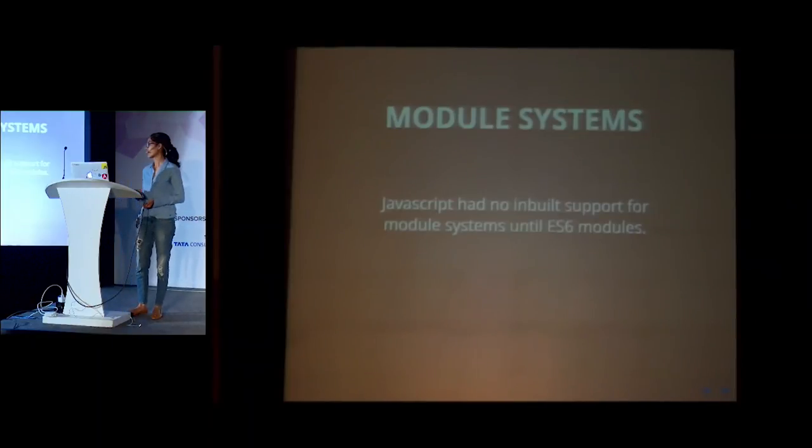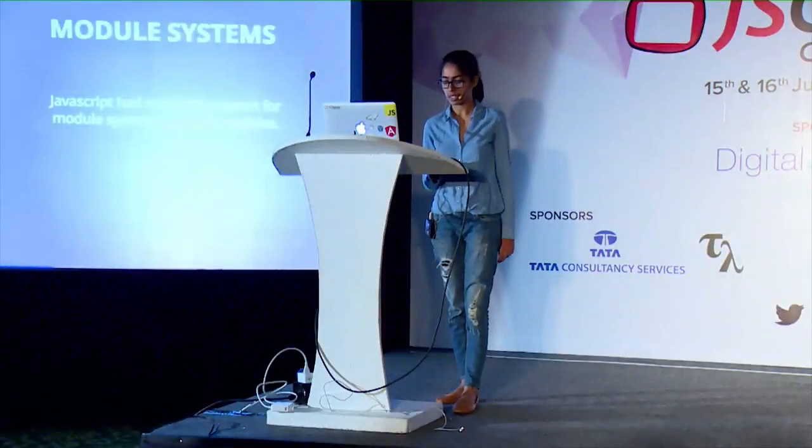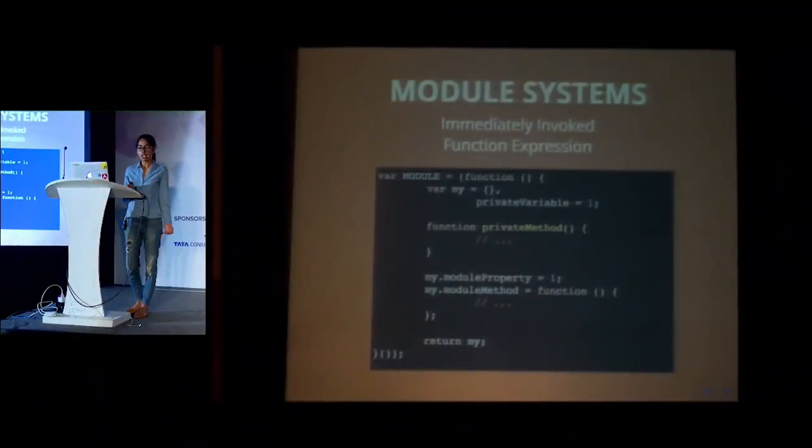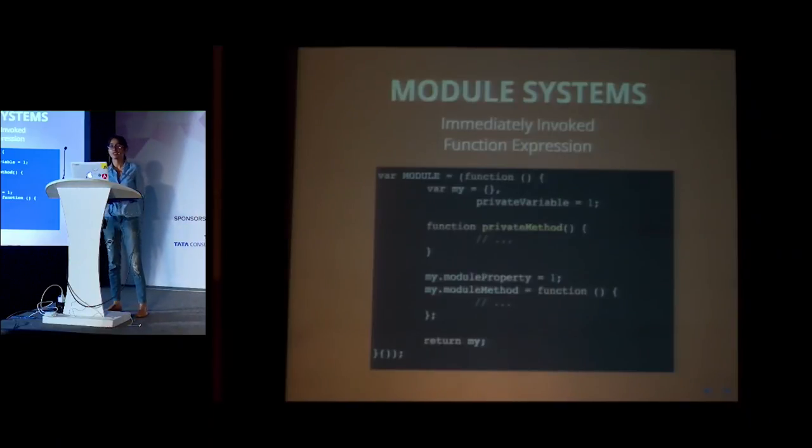Client-side JavaScript had no inbuilt support for modules until recently, and we now have ES6 import, ES6 modules. So what did JavaScript developers do for modules? Initially, in the old times, we used immediately invoked function expressions. They were called with different names, self-invoked things and all. There's a blog at the end that I've linked which tells you why other names are misnomers and this is the right name.